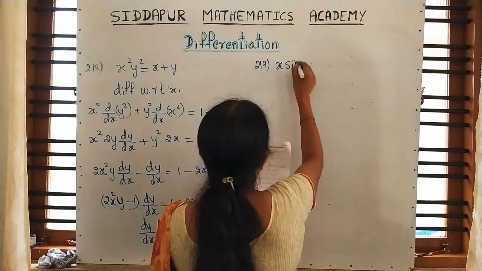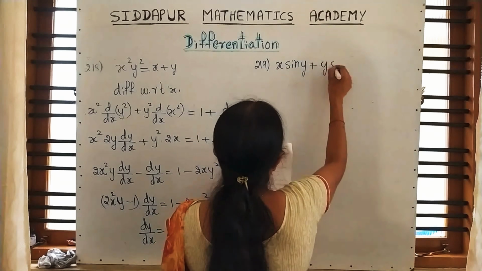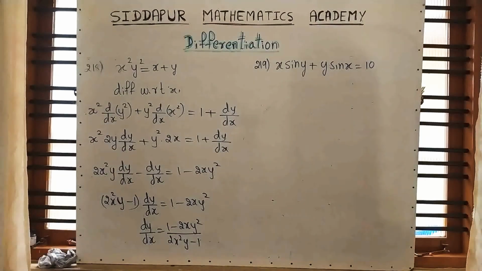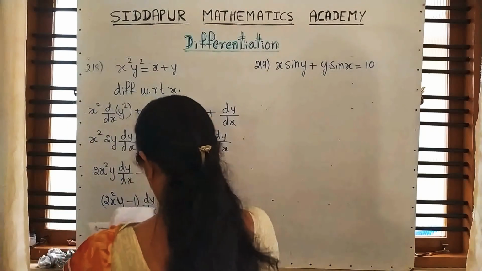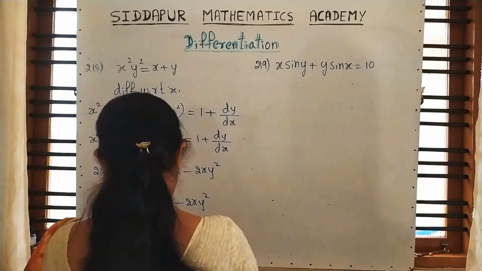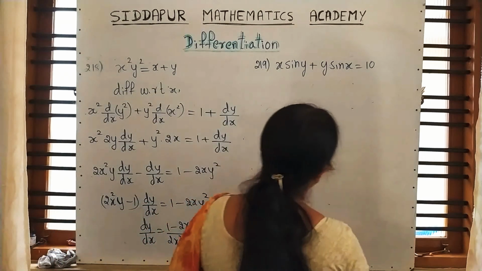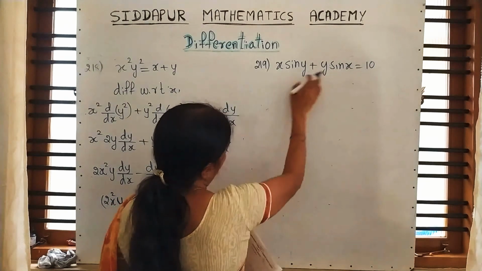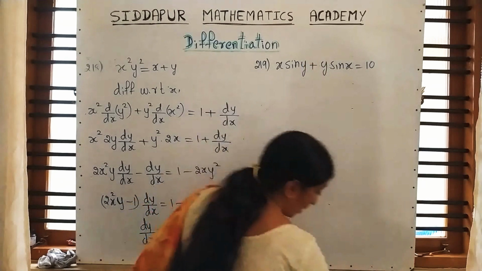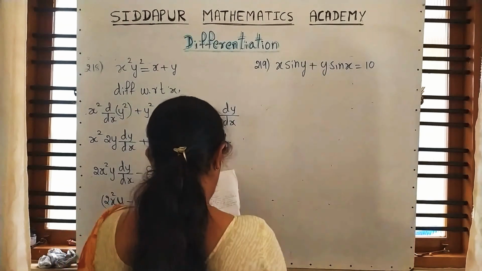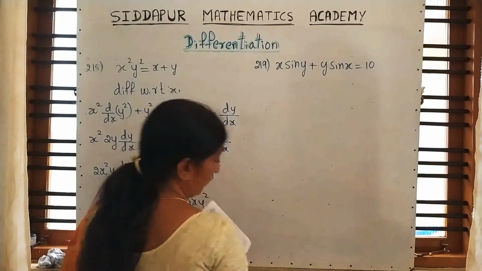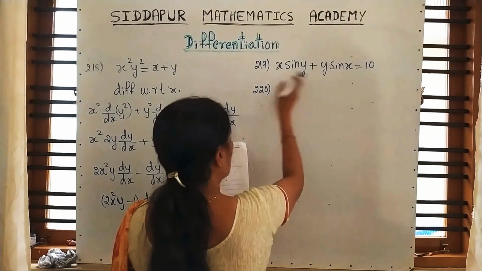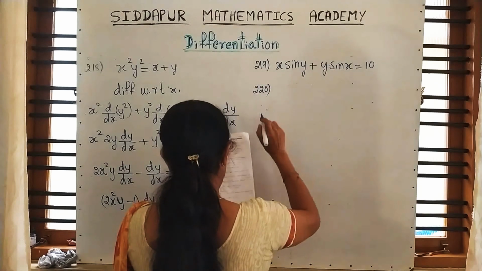x into sin y plus y into sin x is equal to 10. So we already solved a similar question. In that question, instead of 10 I had 0. Just try this, because I already explained this type of similar question, but in that question instead of 10 I had 0. So just try that. Go to the previous video and see this. Next, question number 220.